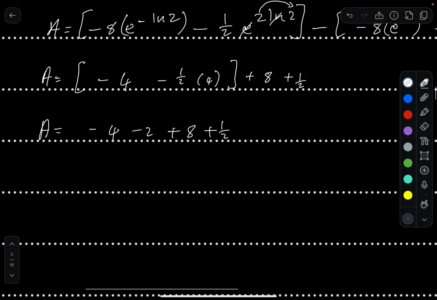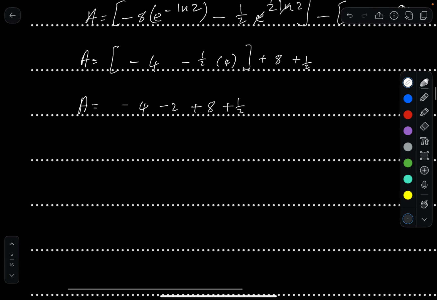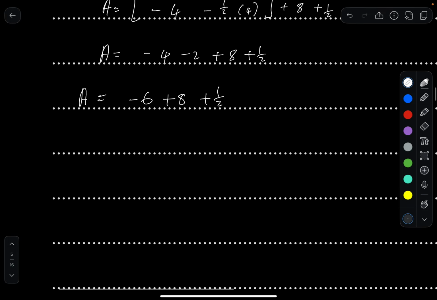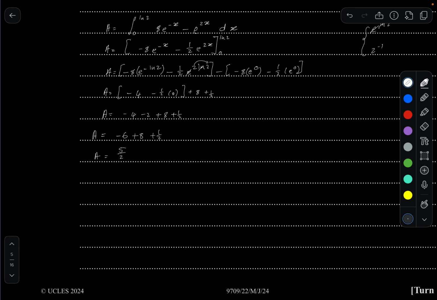Now, with that part, we basically do the following. It will be minus 6 plus 8 plus a half. So that will be 2.5. The area is 5 over 2. Sorry, I don't have a calculator, so that's why I'm stretching it too far.